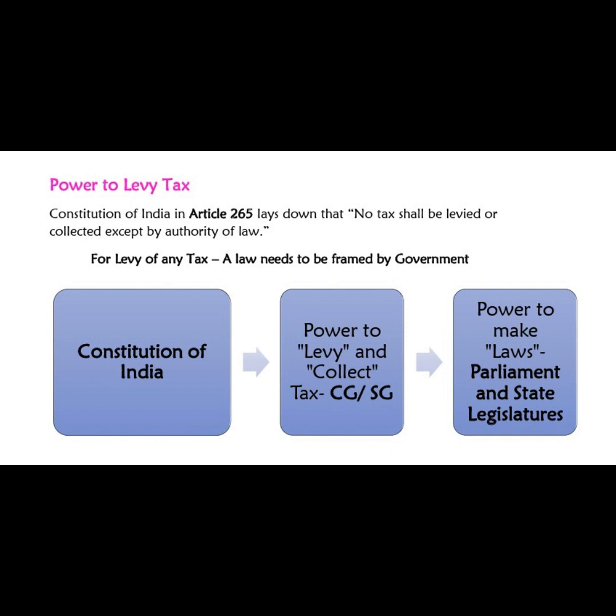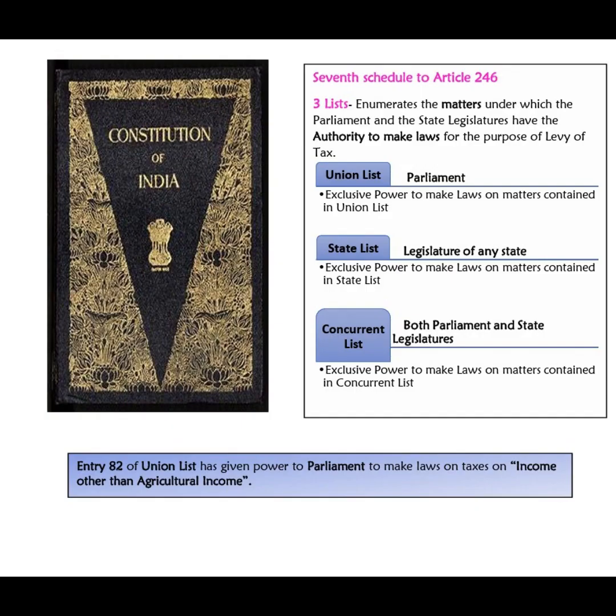Okay, now on what matters parliament makes laws and on what matters state legislature makes laws? To answer this question, Constitution of India has mentioned 3 lists. There are 3 lists, namely Union List, State List and Concurrent List, in the 7th schedule to Article 246.